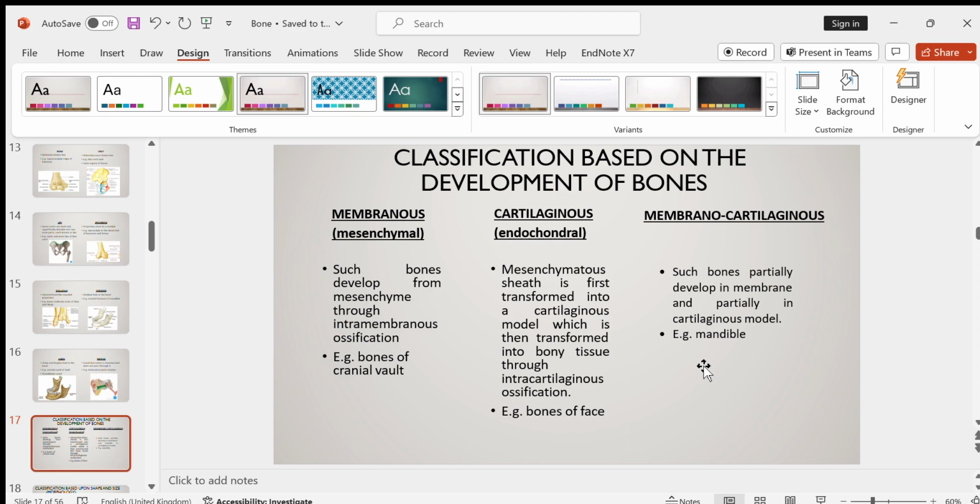Now we will discuss the classification of bones developmentally. So developmentally, bones may be membranous, they may be cartilaginous, or they may be membranocartilaginous. The membranous development of the bones is such that mesenchyme undergoes ossification, and the bone is formed. Mesenchyme, we all know, is a connective tissue in the embryo. It undergoes ossification and leads to the formation of a bone.